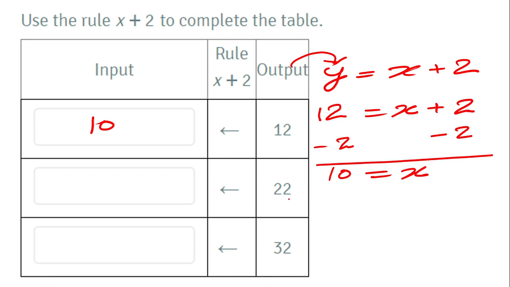Okay, same for this 22 also you can do. So for 22 you can do, here you will get 20. Why? Because 20 plus 2 will be equal to 22. And for 32 you will get the answer 30. Why? Because 30 plus 2 is equal to 32.